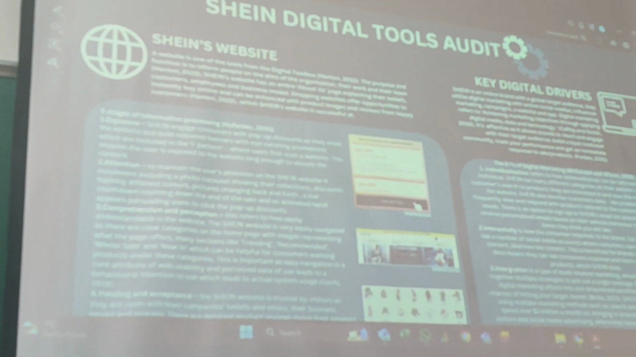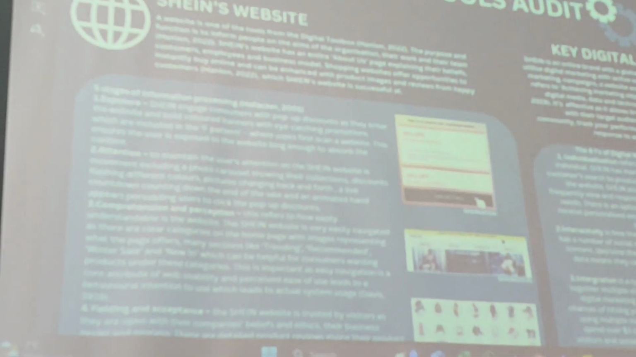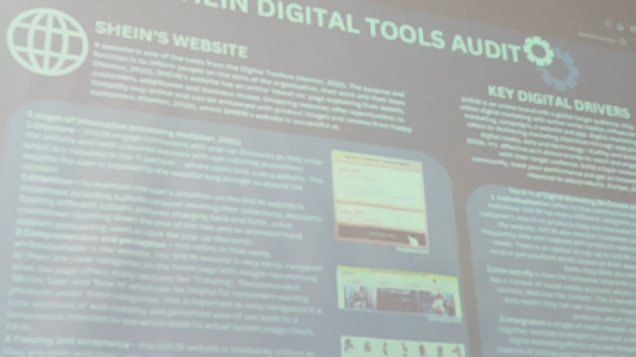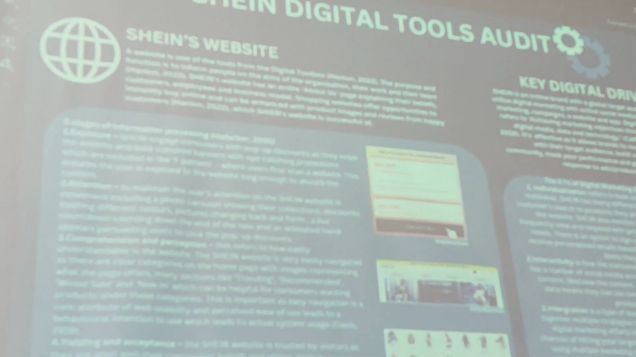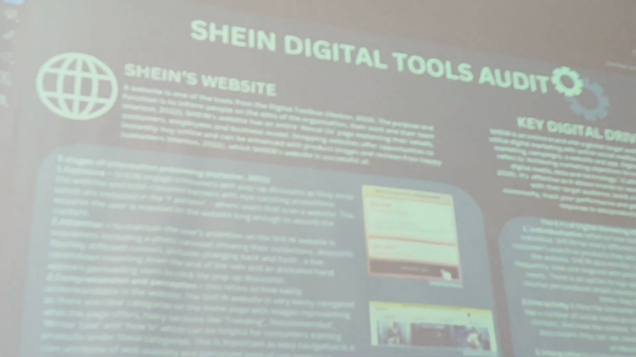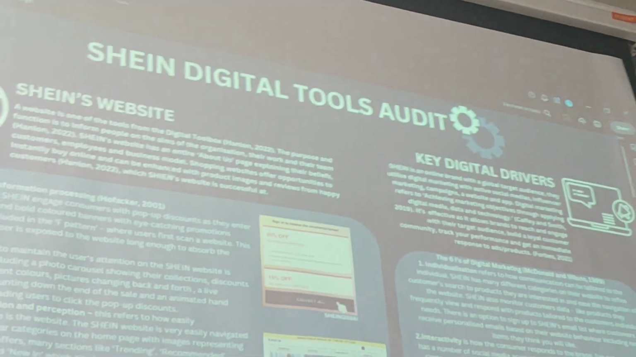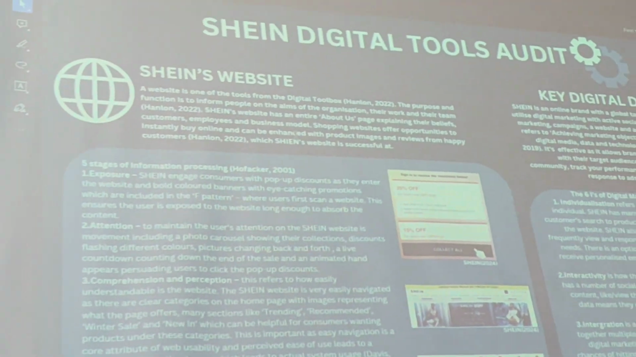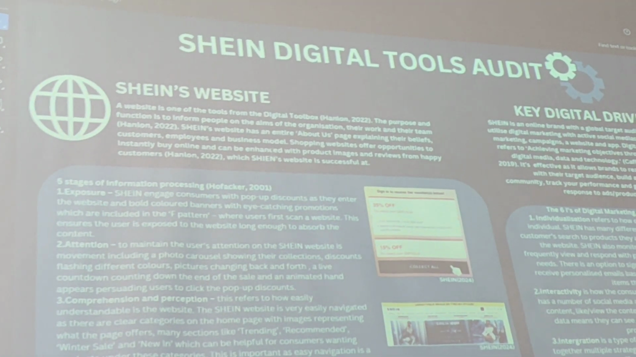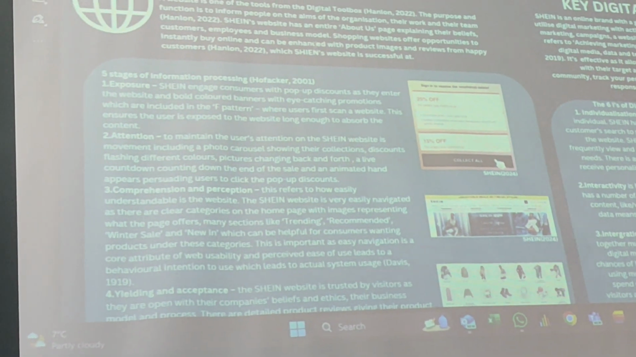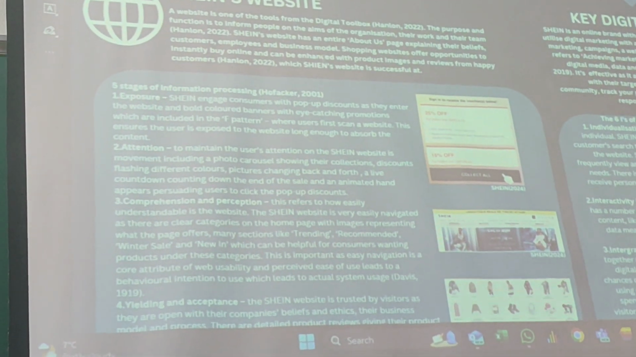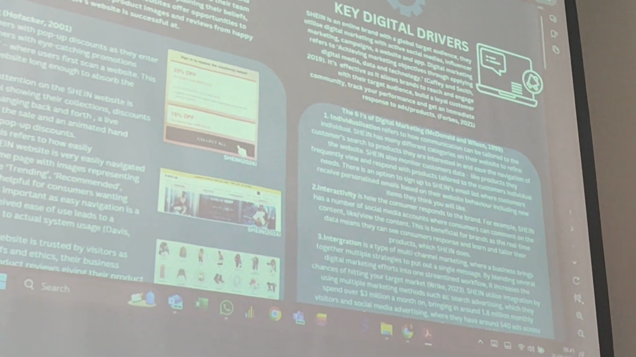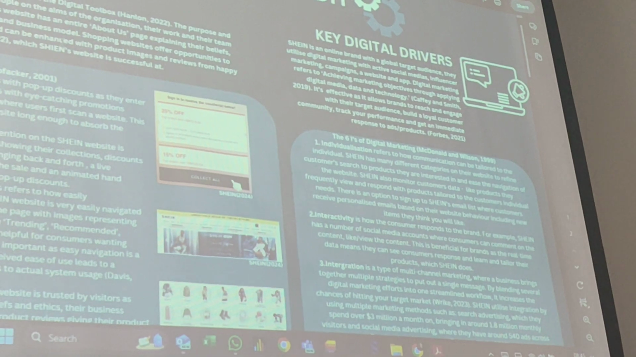So, looking at the start, excuse me, can we have a quiet please? So at the start we have an introduction to Sheen's website. They explain what it is, what the purpose of the website is. So they've got a website, it's one of the tools from the digital toolbox, Hanlon. And then they reference Hanlon 2002-22, so make sure you put those references in.